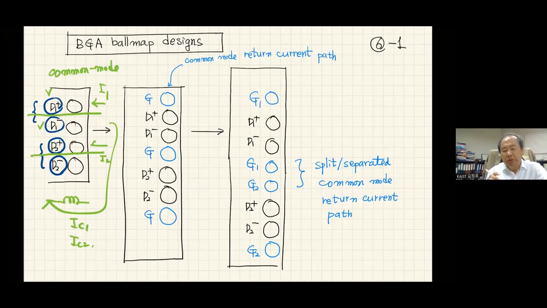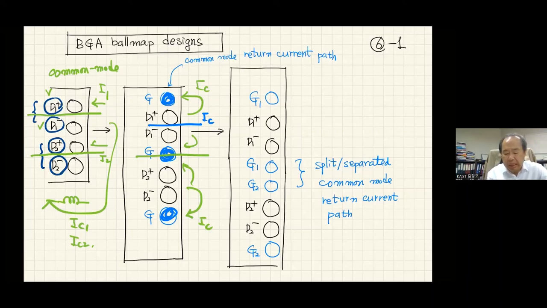So sometimes in order to isolate common mode current between different differential pairs, we can add ground. So common mode return current can go through this path. And of course, differential mode current will go through this virtual ground plane. And if there is any common mode current by differential pair two, then it may go through this. Somehow, the common mode of differential one and differential two could be separated.